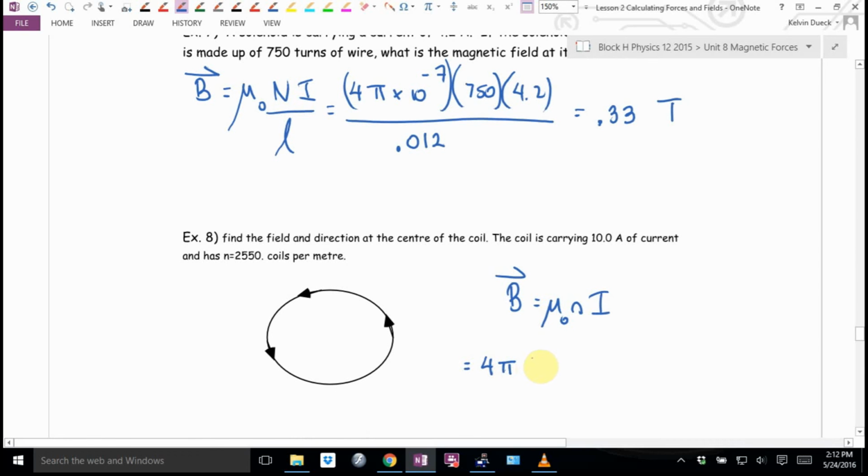Again, especially those of you that had trouble with your calculator, try this one. It's going to be 4 pi times 10 to the negative 7. Little n is 2,550. I'm not saying that there's 2,550 coils on this wire. That would be if the solenoid was a meter long. If it's half a meter long, there's half as many coils. Or if it's a tenth of a meter long, there's 255 coils. All I know is that's the ratio of turns per meter, and then times 10.